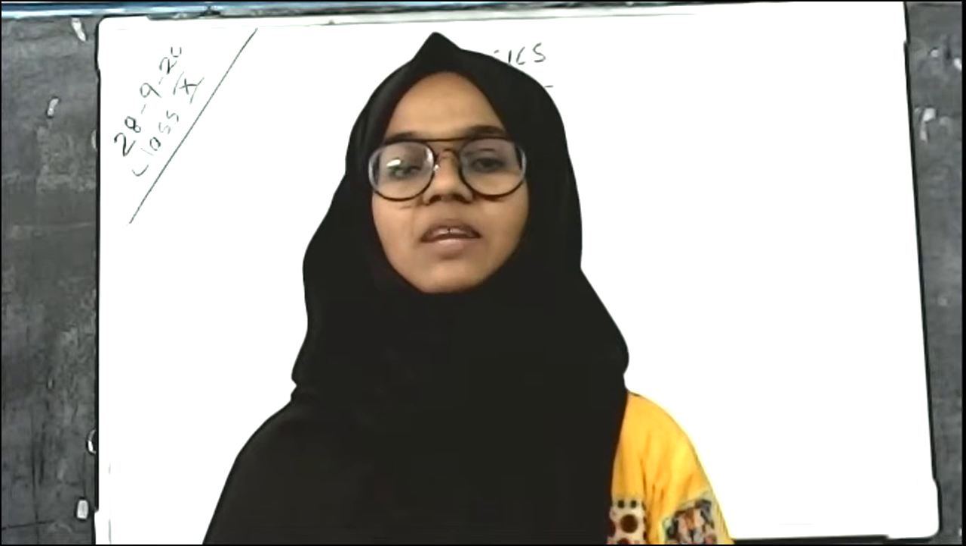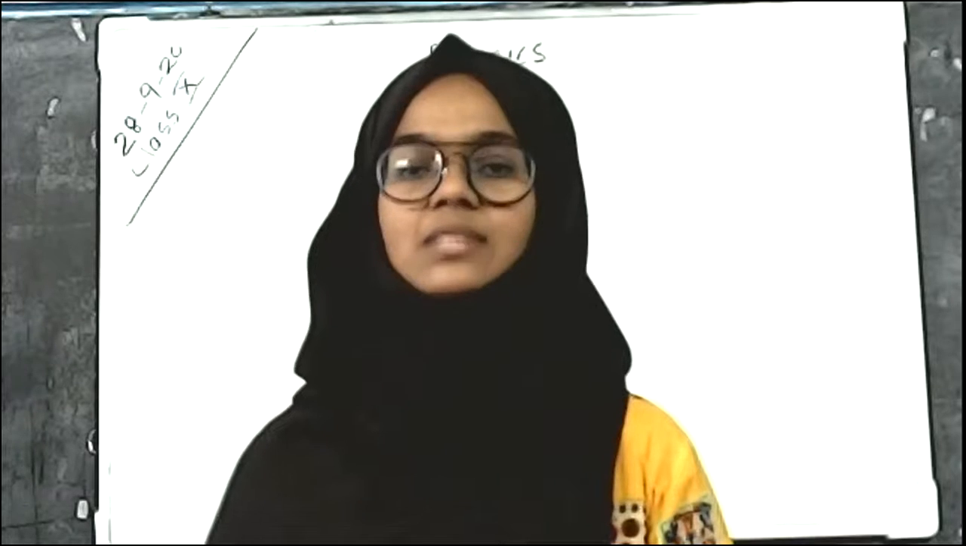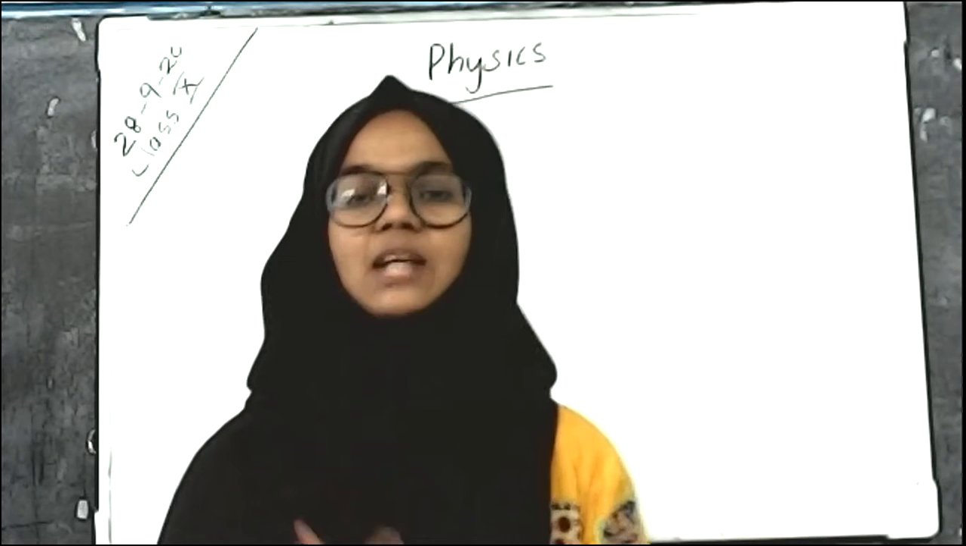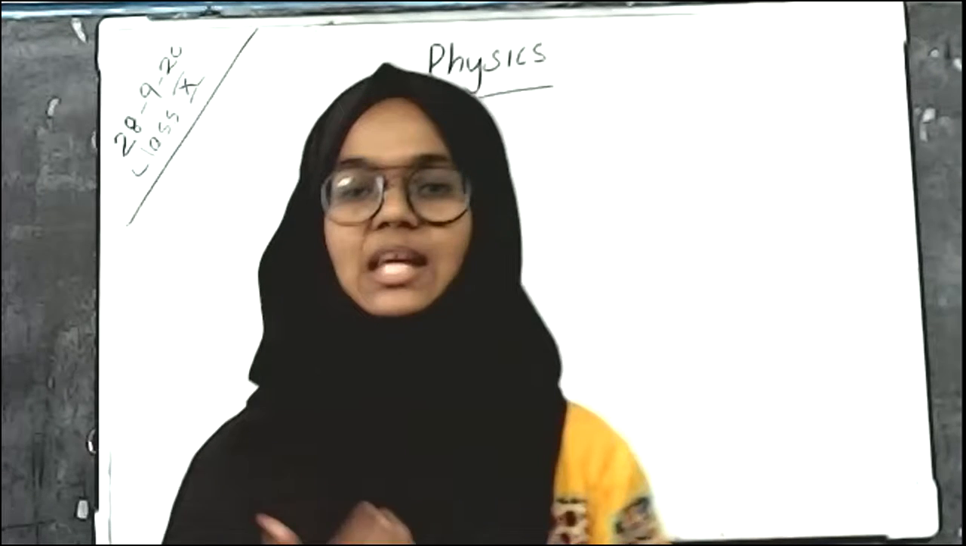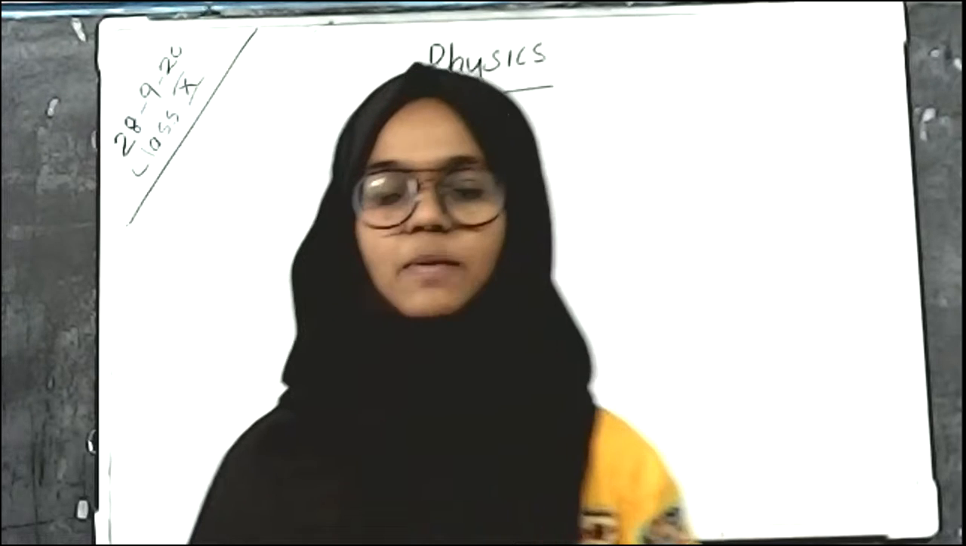In the previous class we discussed the lighting effect of electric current, with examples such as lamps and lights. In that class we also started the topic of LED and discussed what an LED bulb is. An LED bulb is a light emitting diode bulb.